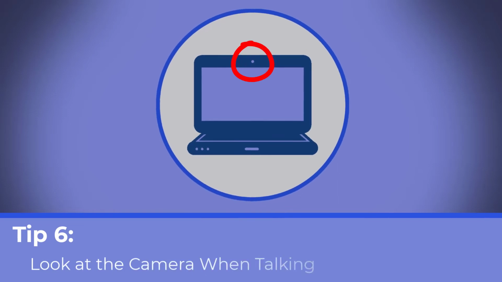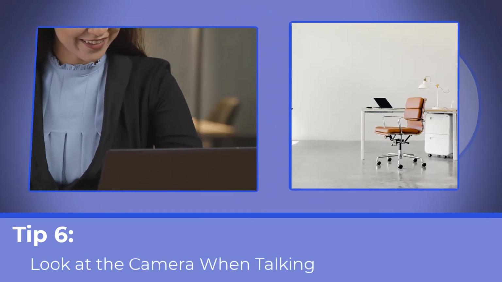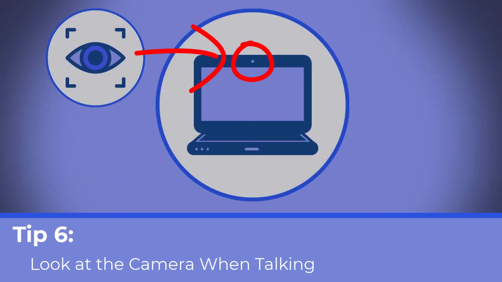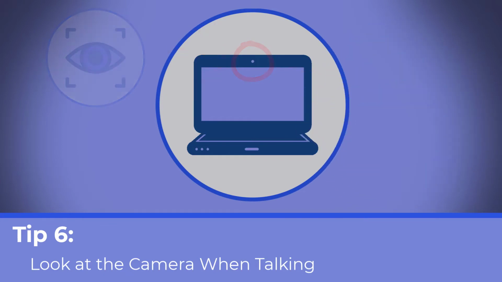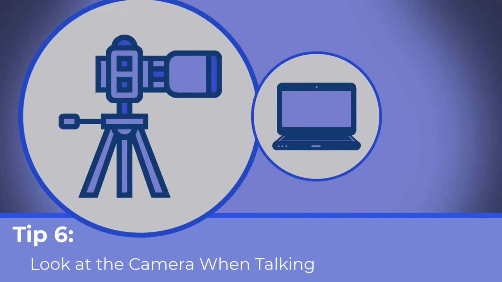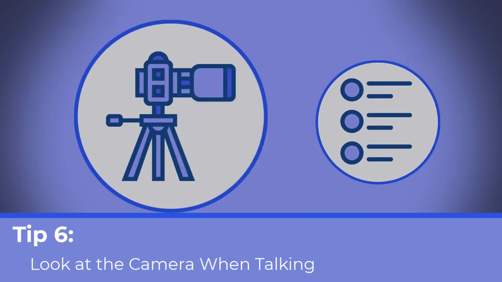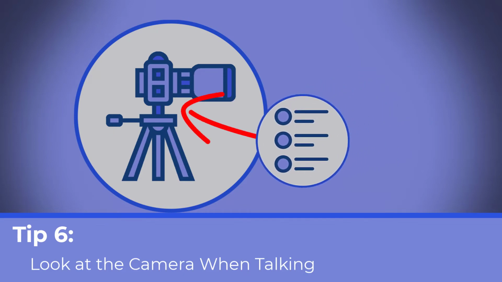Tip 6. Look at the camera when talking. It is going to feel weird because you're going to feel like you're talking to an empty room, but you get used to it. Just remember to make eye contact with the camera because that is what's going to come across to the viewers as you looking at them. One thing I do to make this a little bit easier is I'll either set up my laptop directly under the camera, or sometimes I'll get a sheet of paper with my bullets on it and I'll tape it right on the tripod underneath the camera.